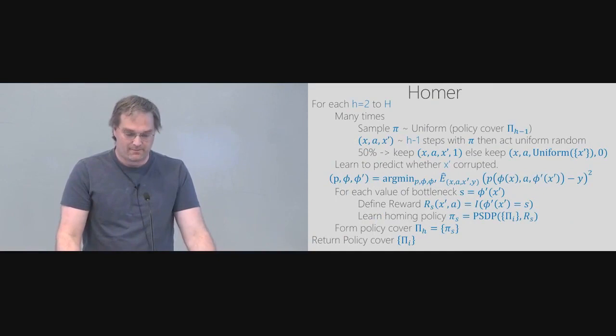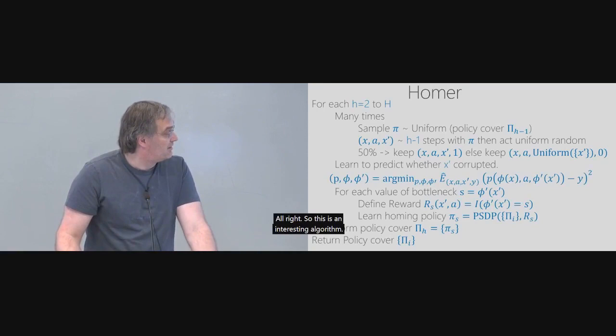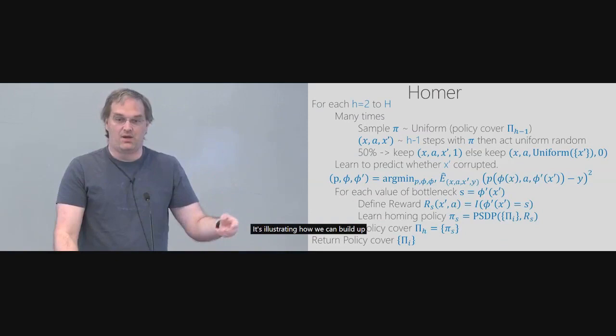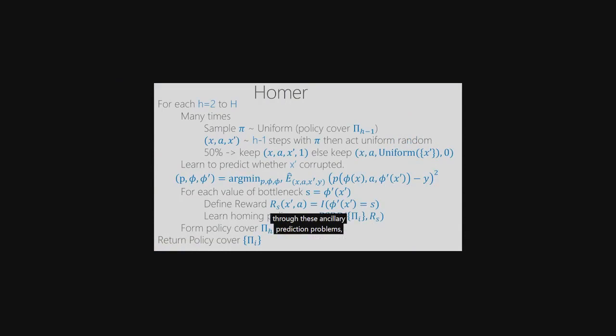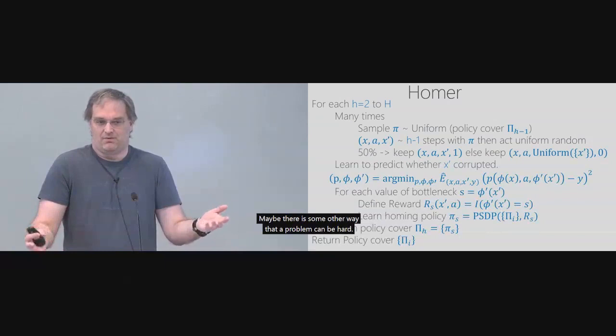All right, so this is an interesting algorithm. It's kind of illustrating how we can build up a representation for an underlying state space through these ancillary prediction problems. And now we'd like to actually know this is going to work. So obviously we created a really hard problem, but maybe we missed something. Maybe there's some other way that a problem can be hard.